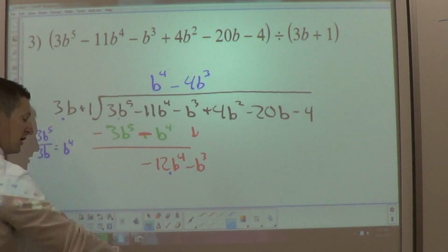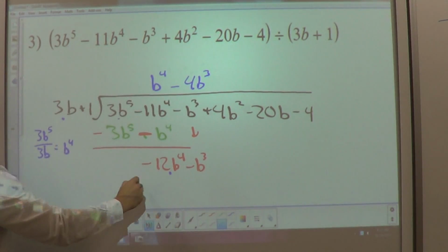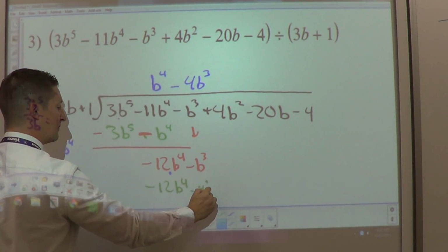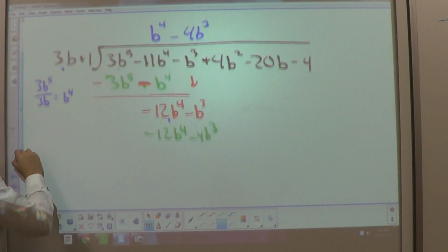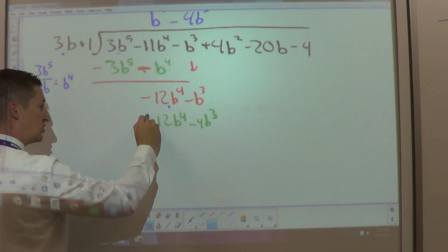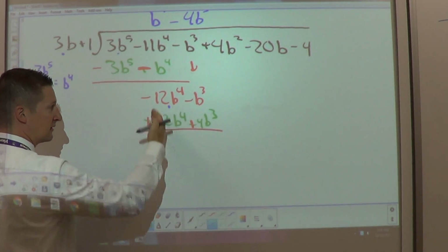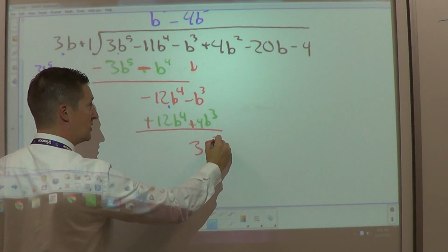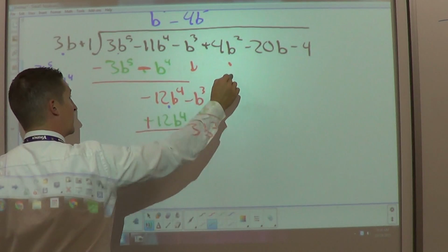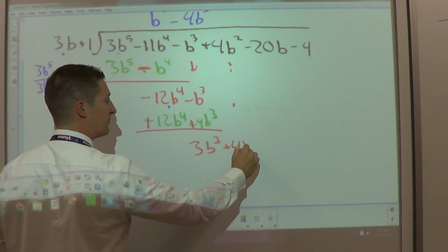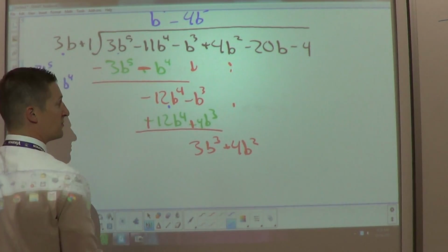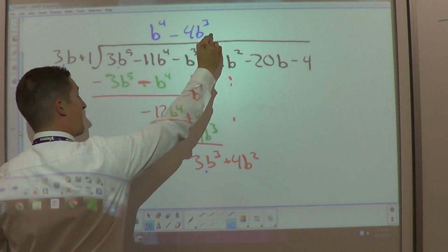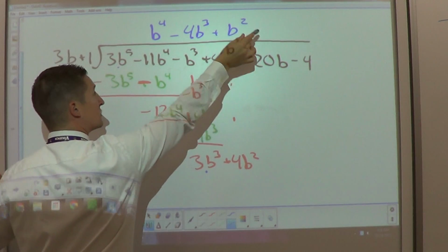And then I multiply around. Negative 4b cubed, that'll give me negative 12b to the fourth minus 4b cubed. Once again, our next step is to change signs and combine. First two cancel. Negative 1 plus 4 is going to be positive 3b cubed. And then we drop down the next term. It becomes positive 4b squared. Repeat the process. First term divided by first term. That will be b squared. Plus b squared is my quotient.